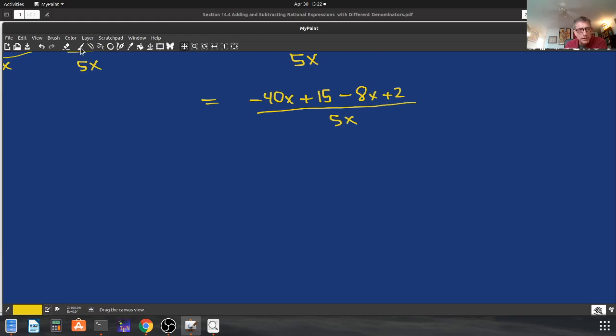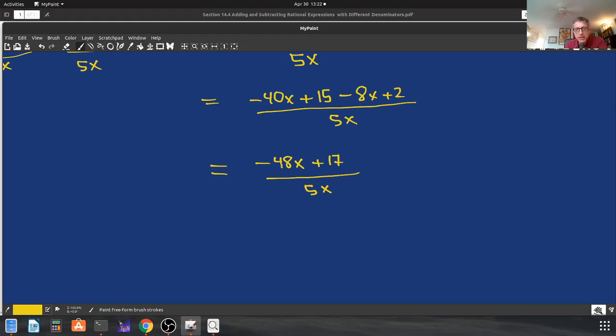So now the next obvious step, and it may very well be my last, is to collect like terms. Well, I'm just going to collect them in my head. The like terms are minus 40x and 8x. So minus 40x minus 8x is minus 48x. And 15 plus 2 is 17. All of that over 5x.